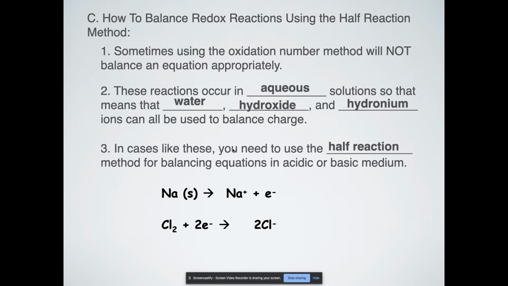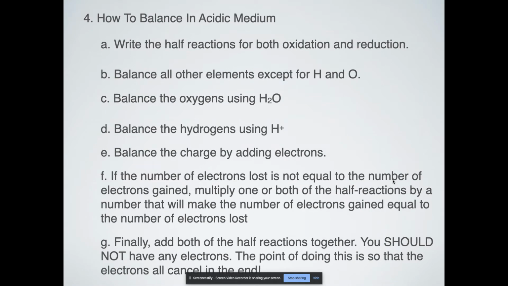So we're going to go over how to balance the equations in acidic medium versus basic medium, because in acid you do a certain set of rules. In basic medium, you use a second set of rules. So let's start with how to balance in an acidic medium.